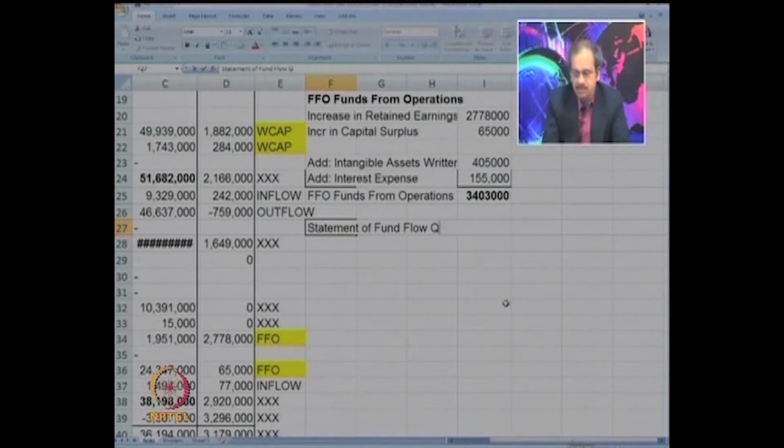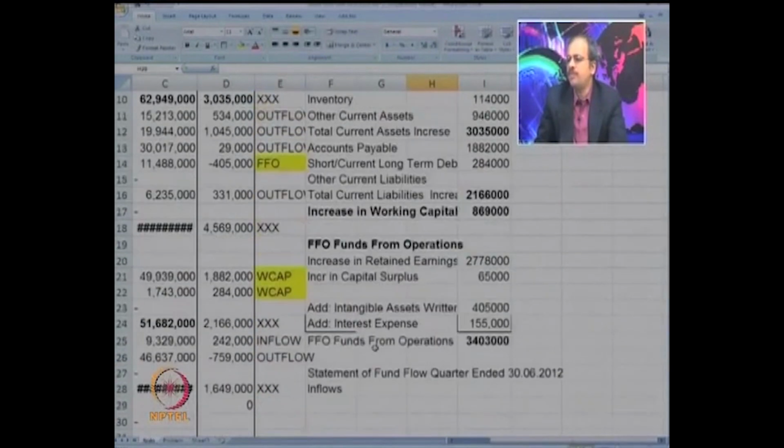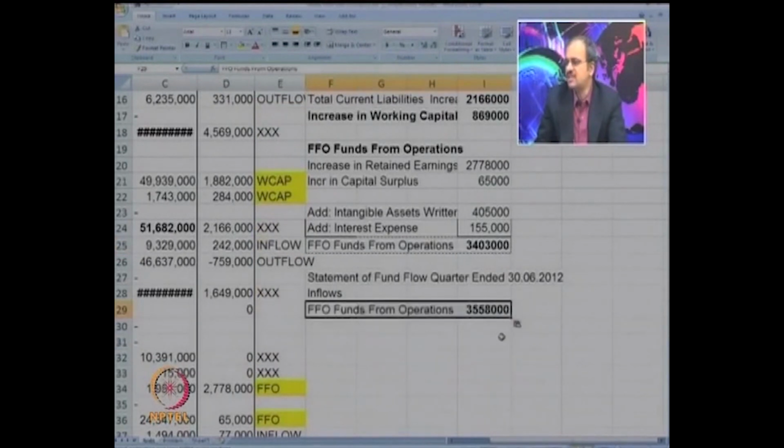Keep in mind, this was a statement for a quarter. Fund flow and cash flow are not statements like a balance sheet, as on a date. They are statements for a particular quarter. So we will record them for the quarter ended 3/6/2012. Now we need to record the inflows and outflows. One of the important inflows is funds from operations. So let us record it first.